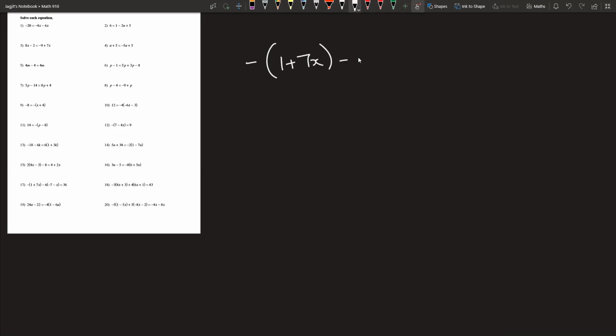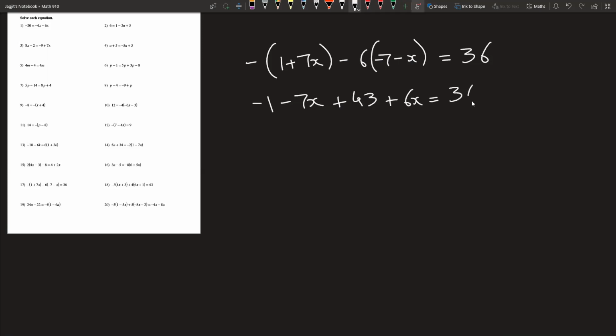So we have this minus 6 times minus 7 minus x is equal to 36. Okay, let's FOIL this. Minus times 1 is minus 1. Minus times 7x is minus 7x. Minus 6 times minus 7. Okay, guys, we have to multiply them, okay? Minus minus becomes plus, and 7 times 6 is 43. Now minus 6 times minus x, that will become plus 6x is equal to 36.